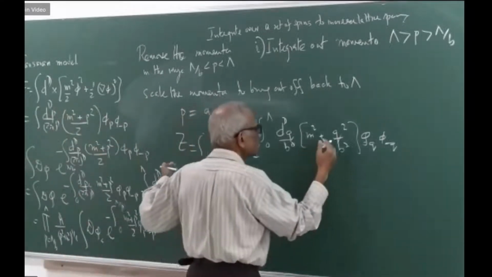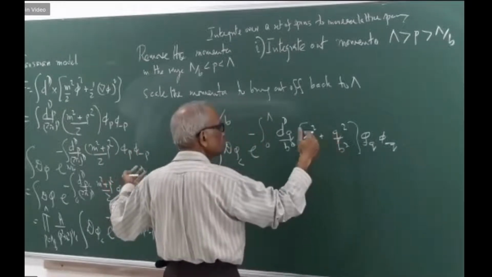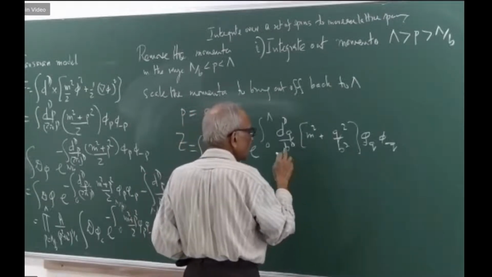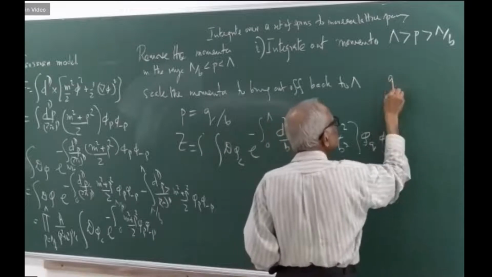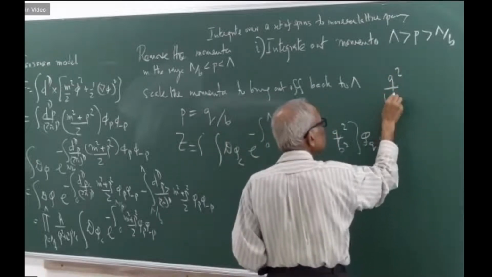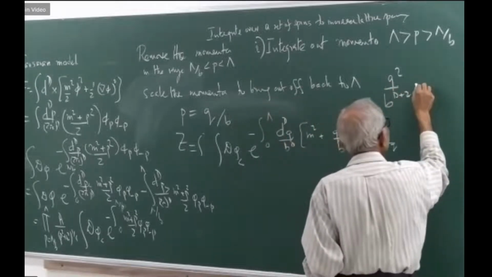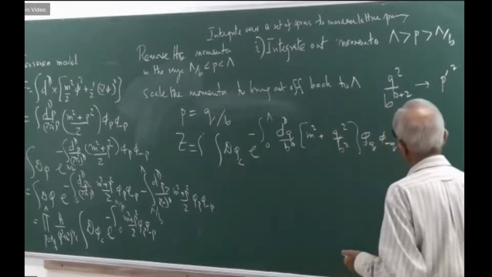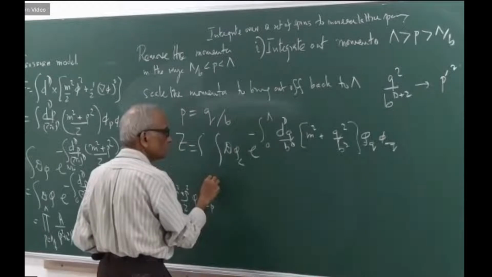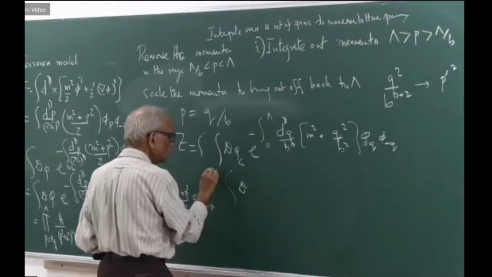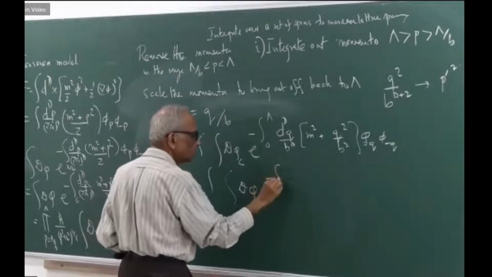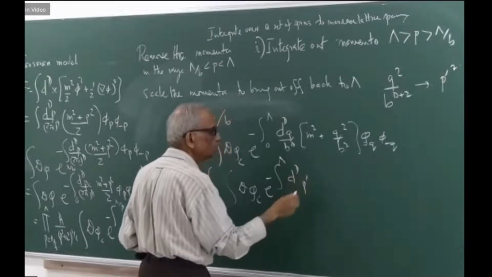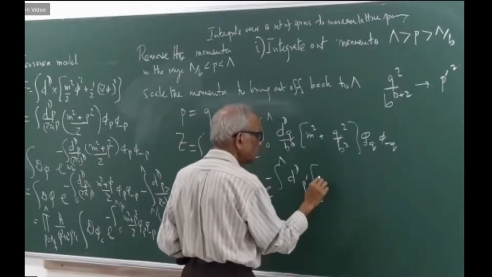So the q is now changed. The q square over b square has to become some momentum q square, and it is 2 plus d, so it is q square over b to the power d plus 2, and that has to go to some momentum p prime square, so that it becomes d phi less e to the power up to this, and then it is dd some p prime, and now it is m square.